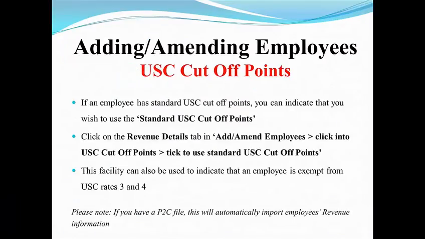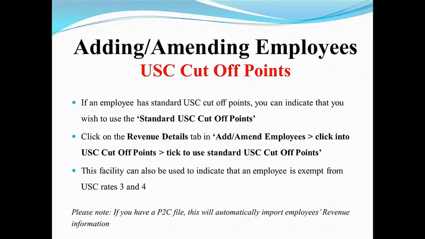Okay. So the next thing we will look at is just adding and amending employees the USC cutoff points. So if an employee has standard USC cutoff points, you can indicate that you wish to use the standard USC cutoff points on the software. So you can click on the Revenue Details tab within Add and Amend Employees and into USC cutoff points. And there you have the option to tick to use the standard USC cutoff points.